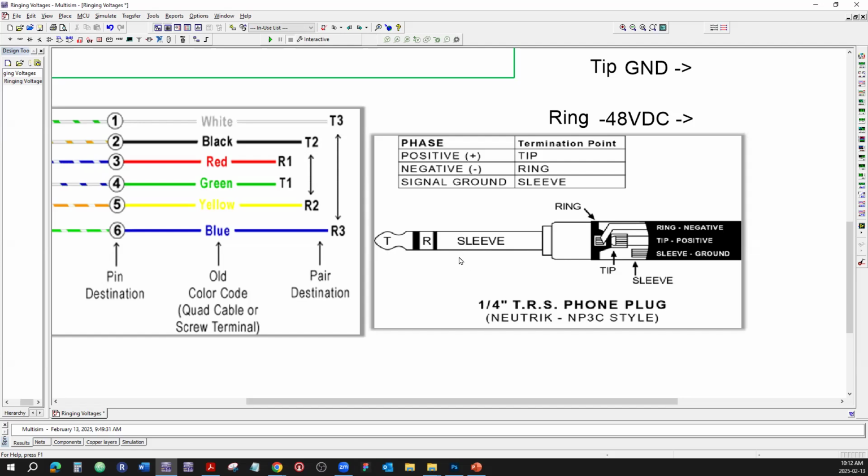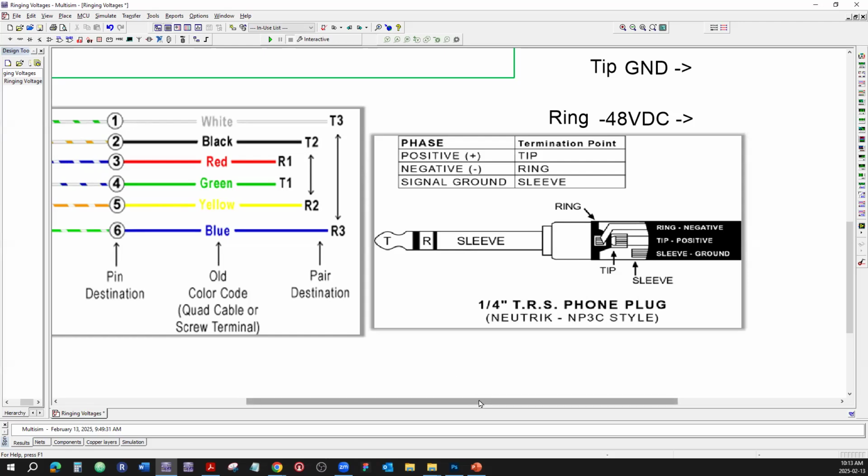But for just plus and minus or tip and ring, you're going to have that sleeve eliminated. So this here would be just one piece, and it would not have 3 connections to it. It would just have 2 connections. Otherwise, TRS, tip, ring, sleeve, phone plug. Right.